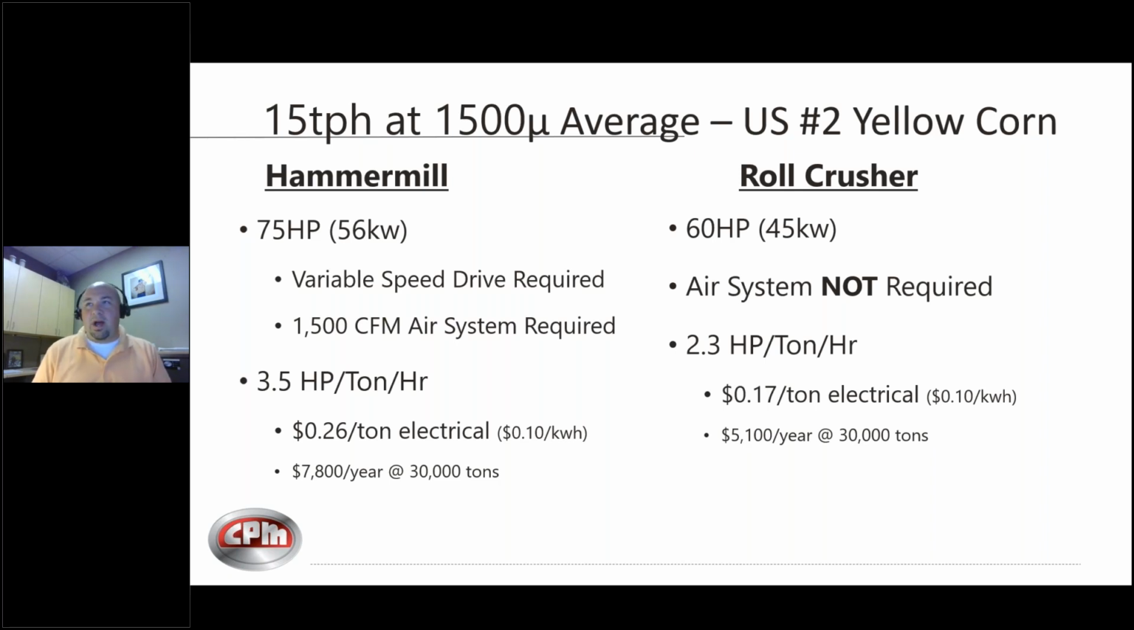Certainly if they ran 20 hours a day and 350 days a week, that number is going to triple or quadruple, so it'll get a lot higher. Another couple bullet points to look at: the roll crusher does not need an air system, whereas the hammer mill is going to need an air system, which will use about 1,500 CFM, or cubic feet per minute. That requires some sort of a filter, and you're going to have to get a fan for it. That fan's going to have a motor, which is going to add to your 75 horsepower. So in this case, there's quite a bit of electrical savings, which points the advantage to the roll crusher here.